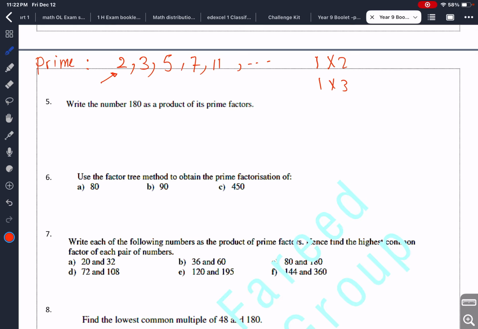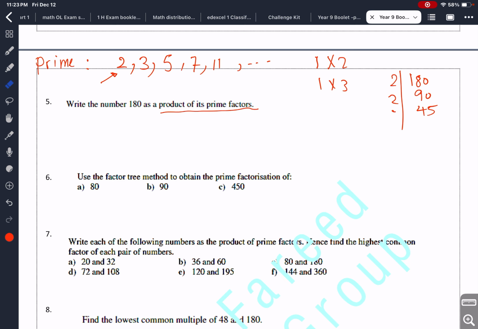If we would like to find 180 as a product of its prime numbers, we need to factorize it into its prime factors. 180. I'm going to start with the first possible number for an even number, which is 2. So I'm going to divide by 2 as normal division, it's 90. Divide by 2 it's 45. Now it's not possible to divide by 2, so I'm going to jump to the next prime.